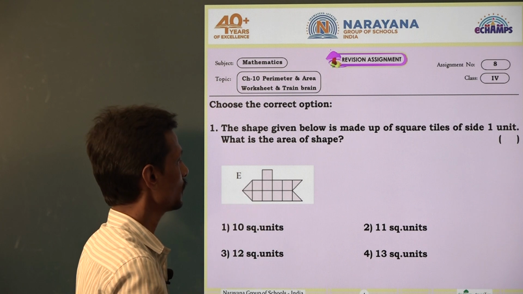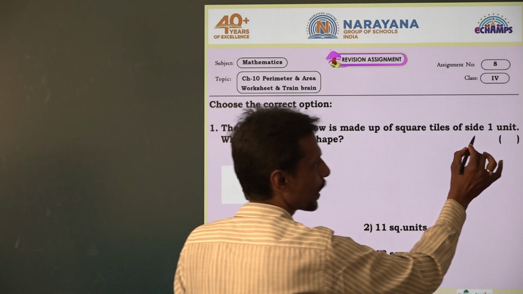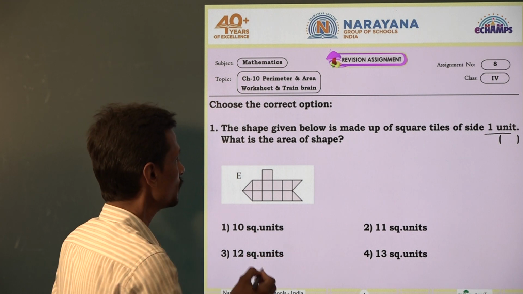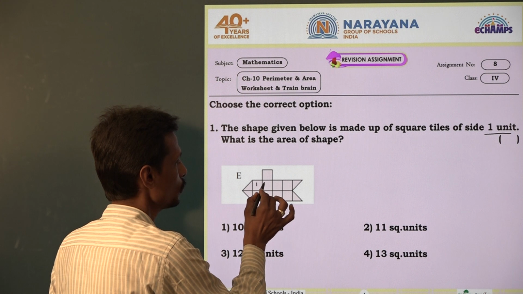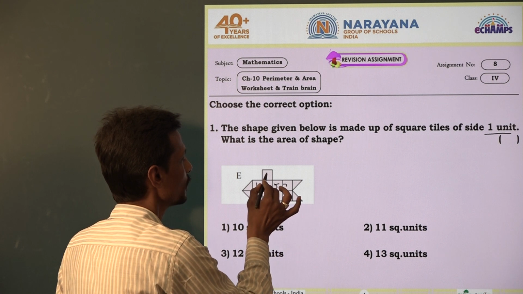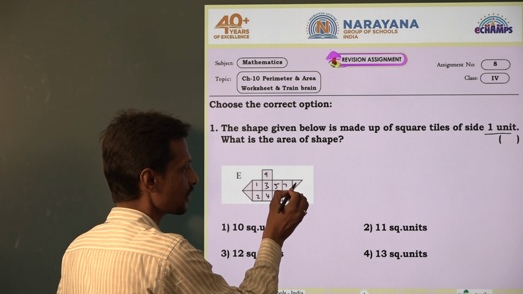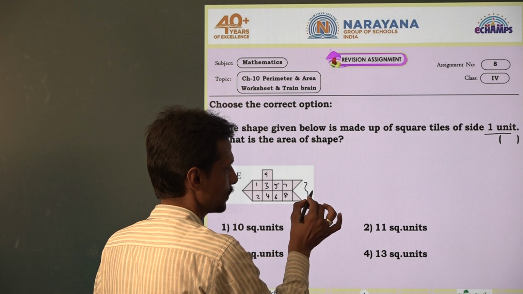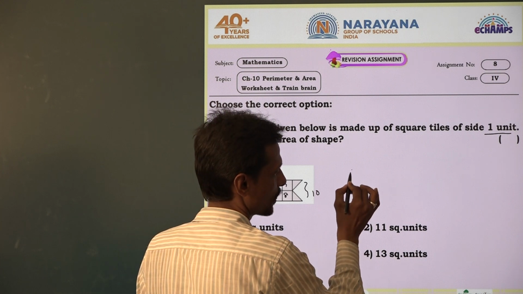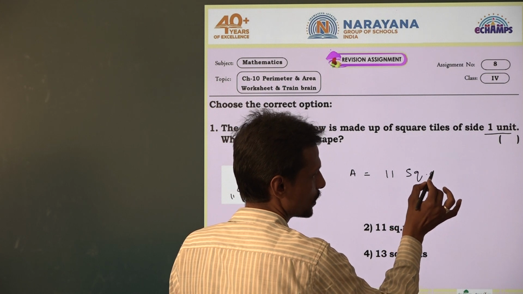So here given square tile of side 1 unit. So we have to find the area. Count it. 1, 2, 3, 4, 5, 6, 7, 8, 9. So here 9 square centimeter and here that half and half. These 2 is 10, these 2 is 11. Area is equal 11 square units.